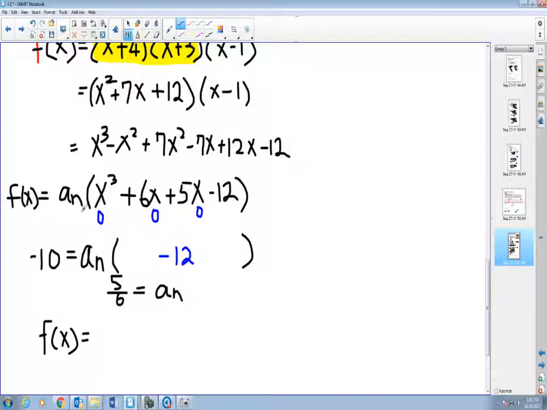So what's 5 over 6 times x to the third? 5 over 6x to the third. What's 5 over 6 times 6? Oh, sorry, this would be x squared right here. It will be positive 6x squared. Excuse me, positive 5x squared. And what's 5 over 6 times positive 5x? Positive 25 over 6x.